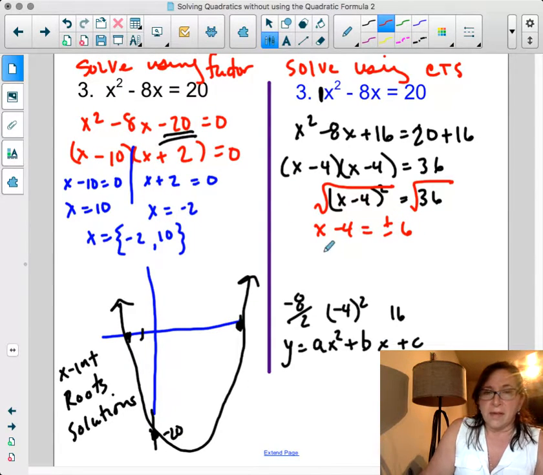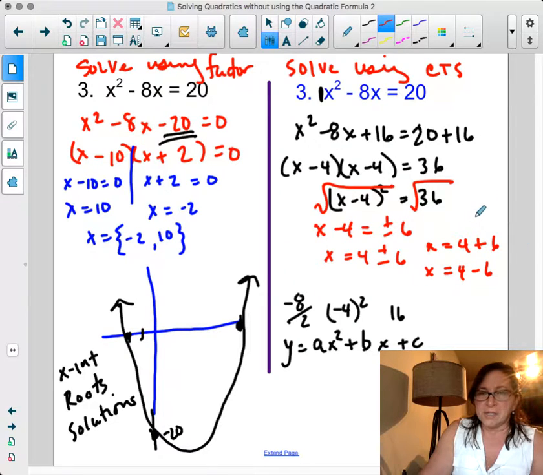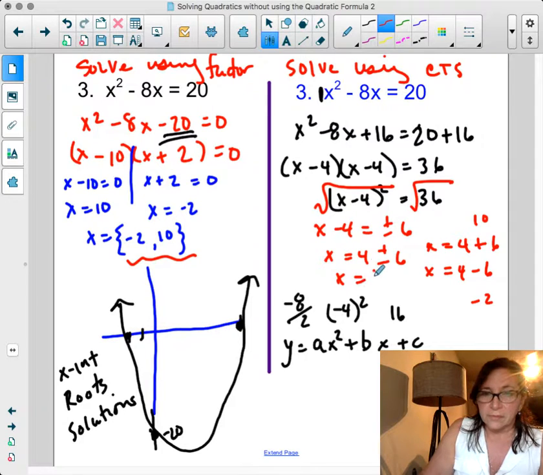I'm still solving for x, so I'm going to move that 4 over. I get x equals 4 plus or minus 6. So that's x equals 4 plus 6 and x equals 4 minus 6, which is 10 and negative 2, which is what we got previously. This is just another way to solve it. You would, again, put your answers in solution sets.